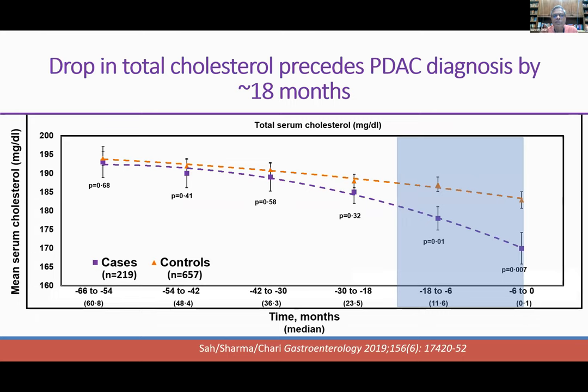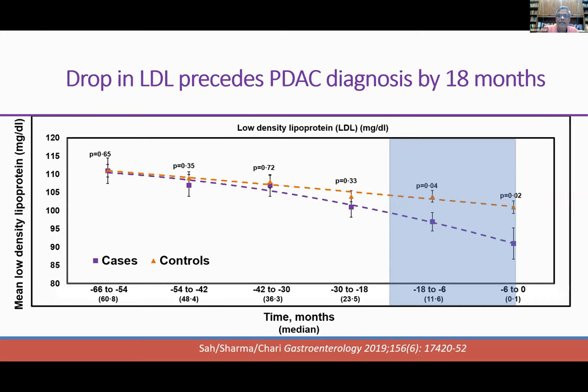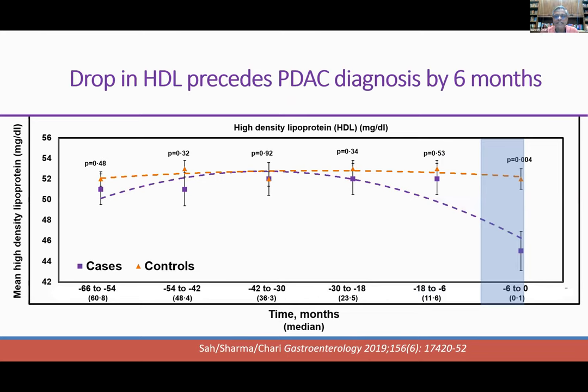So here is the total cholesterol plotted in the same population, and you'll see that it's starting to drop 18 months before diagnosis. So it seems to go with the weight. The triglycerides do the same. They start dropping around 18 months before diagnosis. And LDL does the same. So all three of them are going down in parallel, starting about 18 months before diagnosis. The HDL, interestingly, does not drop till the last few months before diagnosis, and it's not different earlier than that.